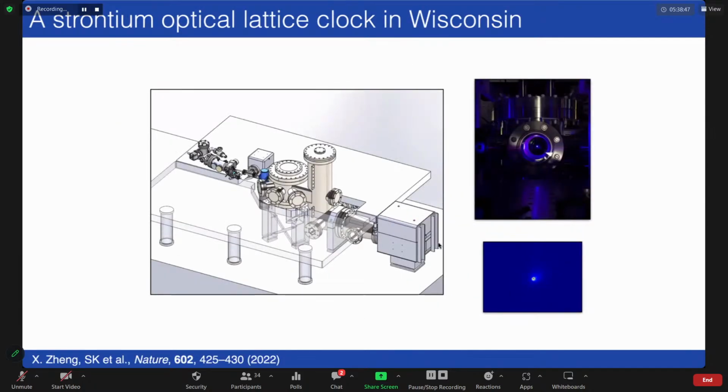So to that end, we've built a strontium optical clock. As I said, in Wisconsin, this apparatus is now moving with me to UC Berkeley. We'll also be building a second clock in Berkeley. So we have this really nice vacuum chamber. We've achieved very good vacuum here. We have strontium 87 atoms trapped in an optical lattice here.